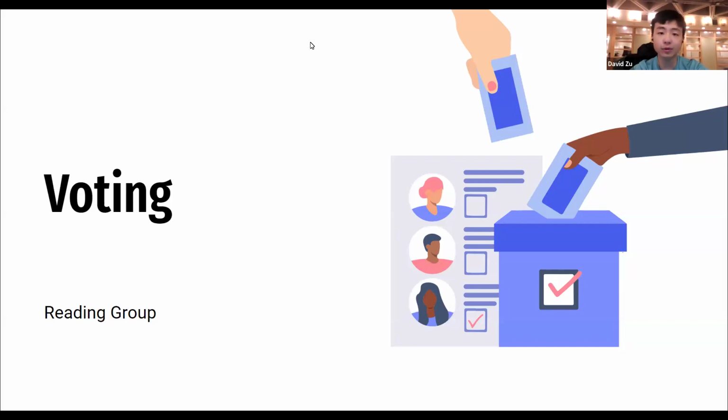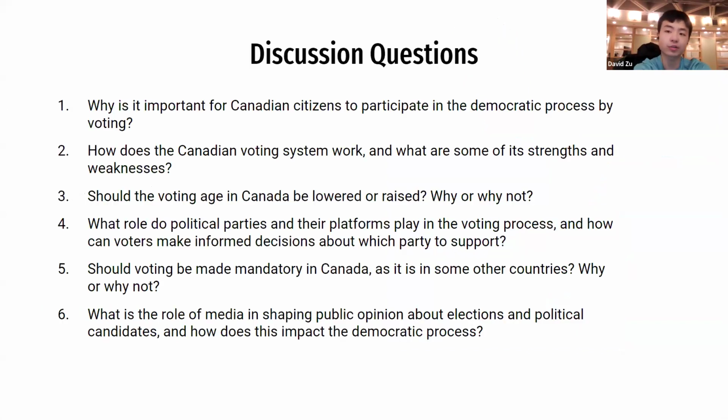Today we're going to be talking about voting. Hello guys. What's up? So today we're going to be talking about the important topic of voting. And here are some of the discussion questions we're going to go over. As usual, I think there's going to be a lot of room for you guys to take a position on some of the issues related to voting that are quite relevant to today's society.